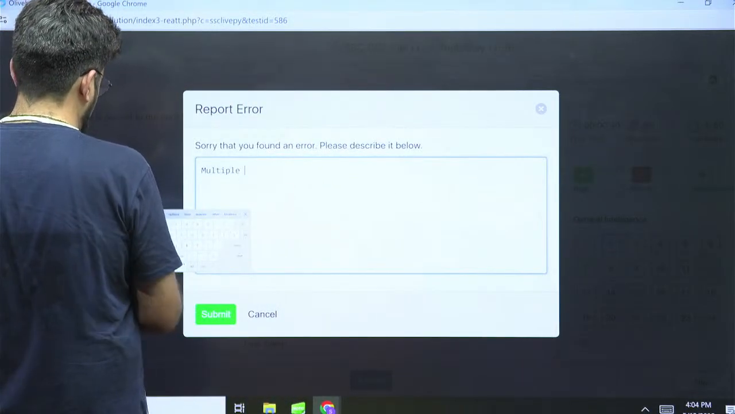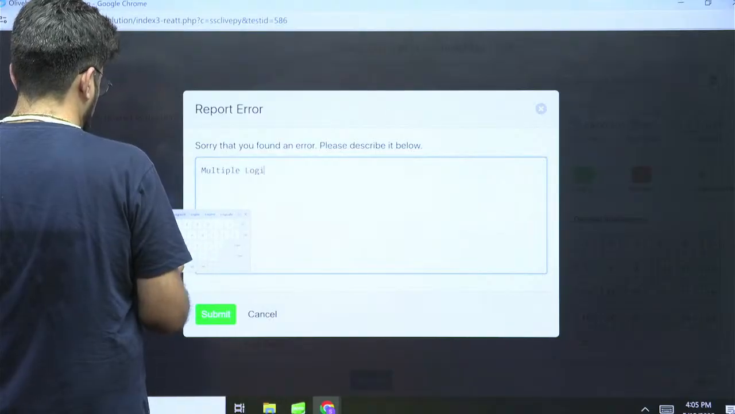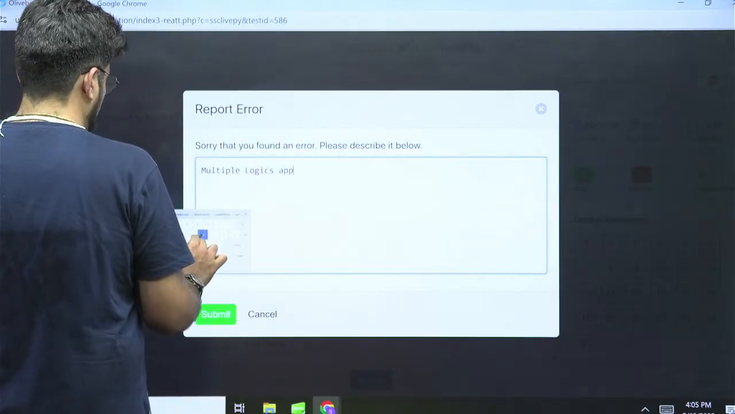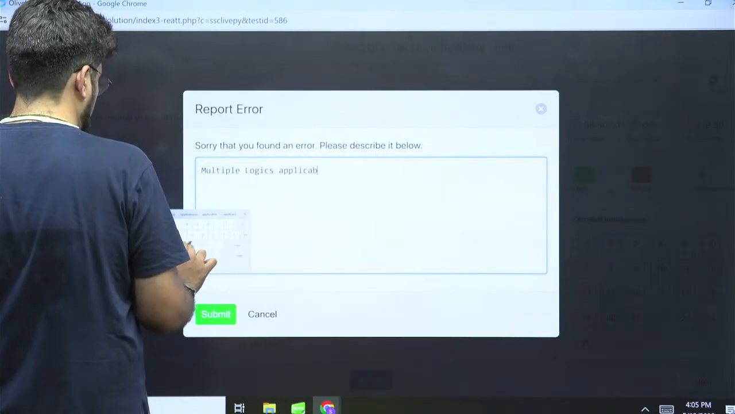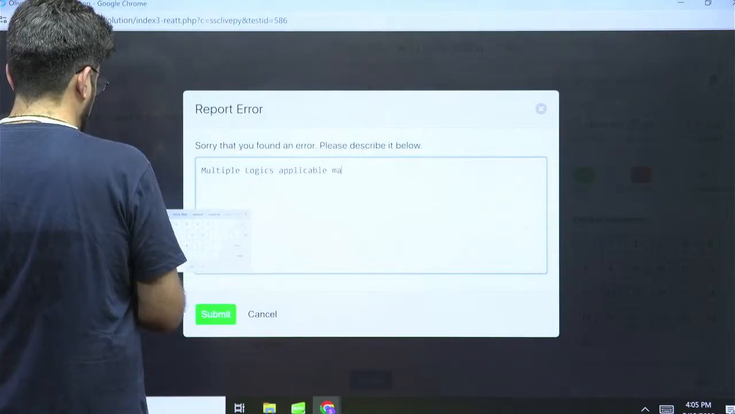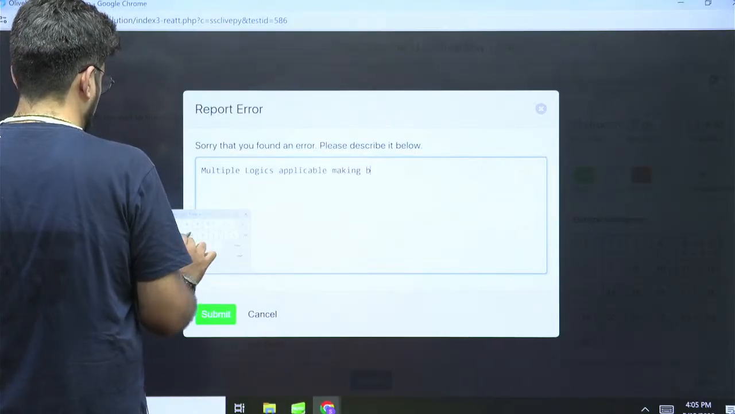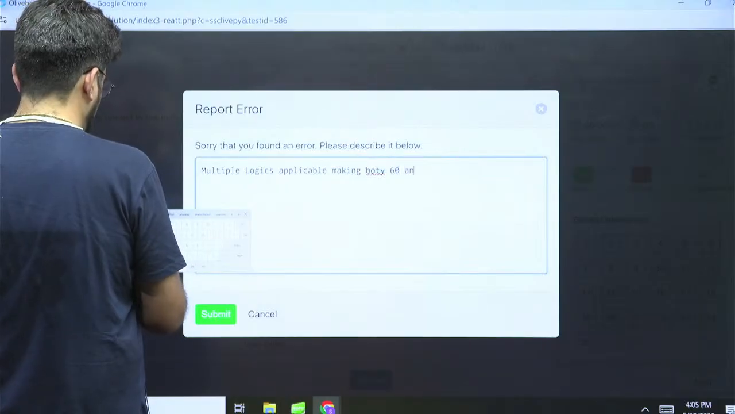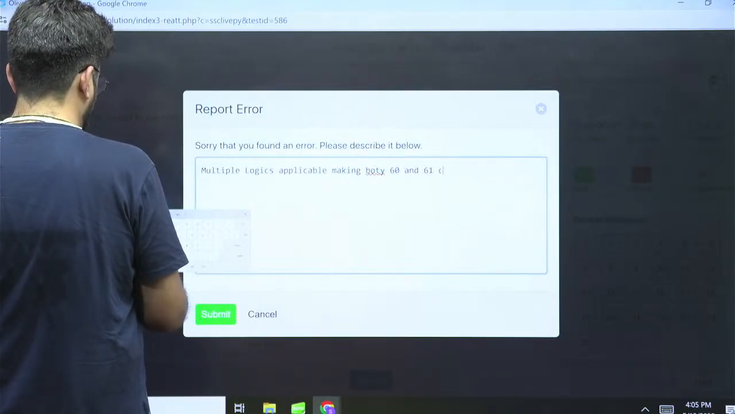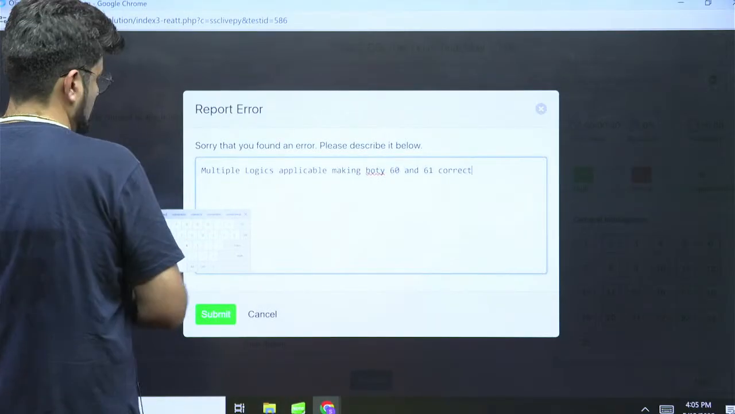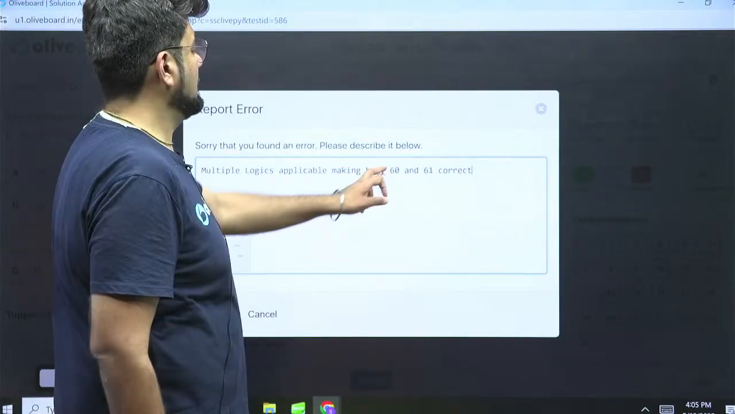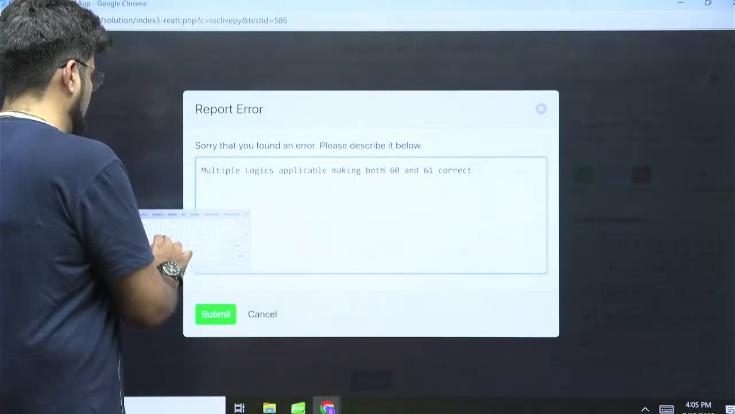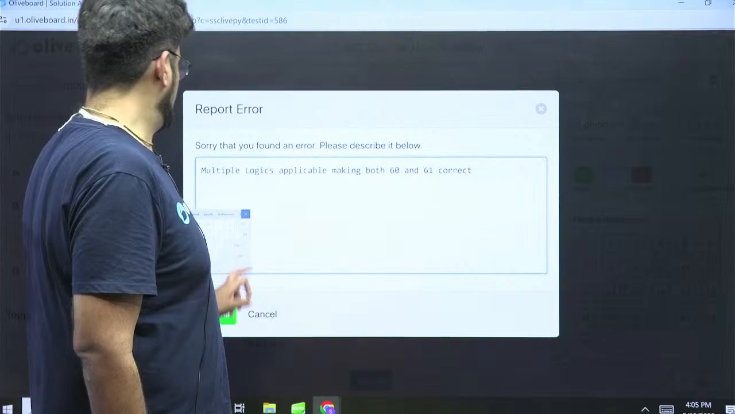Multiple logics applicable, making both 60 and 61 correct. Okay, submit.